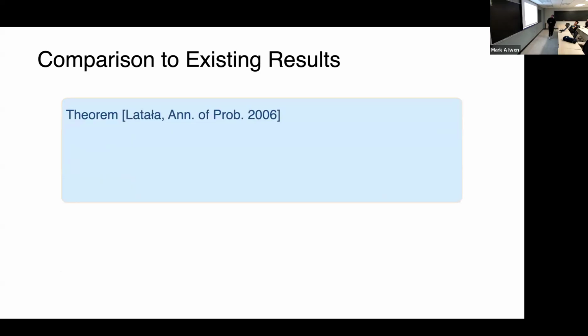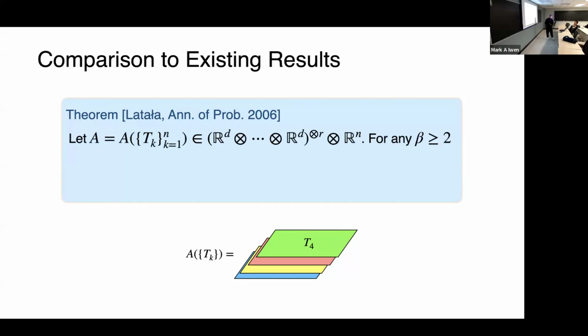Okay, an even older result by Rafał Latała that appeared in the Annals of Probability almost 20 years ago is the following. I just need to define one more tensor. Remember we had these T_k's. I can define a tensor A by stacking the T_k's along a new index. And so I get this order R plus 1 tensor.